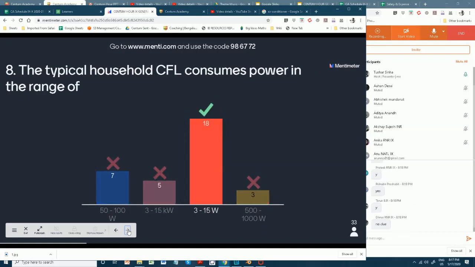Good that you didn't write it wrong. There was a trap. Someone was asking what is the trap. This is kW, kilowatt. So it is 3 to 15 watt.